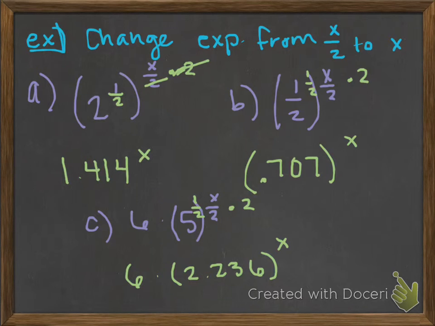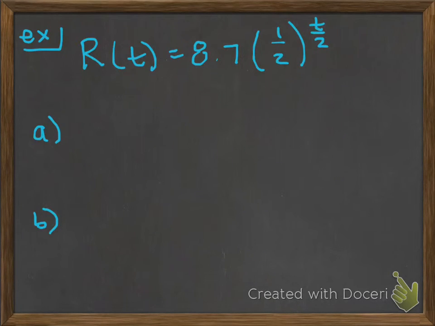Last thing we need to do is, if you go to the final page of notes, there's one last example, and that example says a scientist places 8.7 grams of radioactive element in a dish. The half-life of the element is 2 days. After t days, the number of grams of the element remaining in the dish is given by the function r of t equals 8.7 times 1/2 raised to the t over 2 power. Rewrite the equation so the exponent is t instead of t over 2.